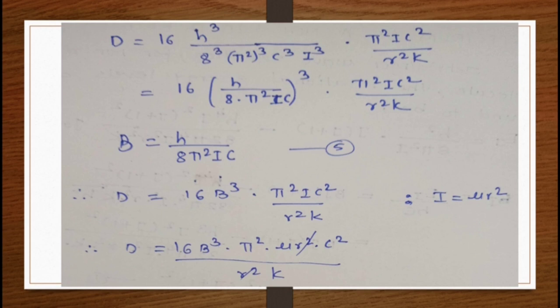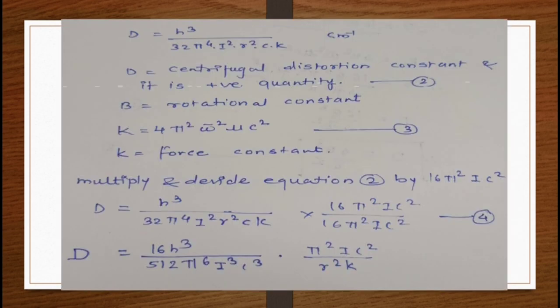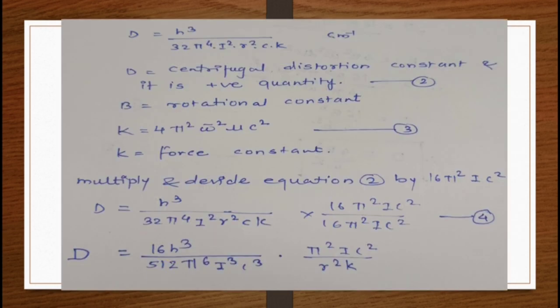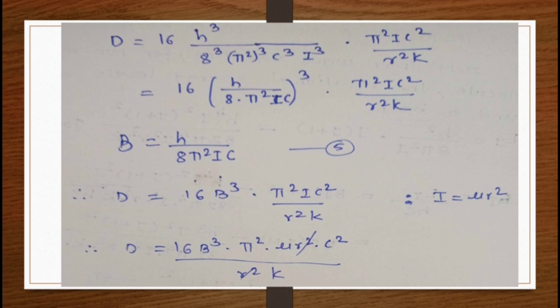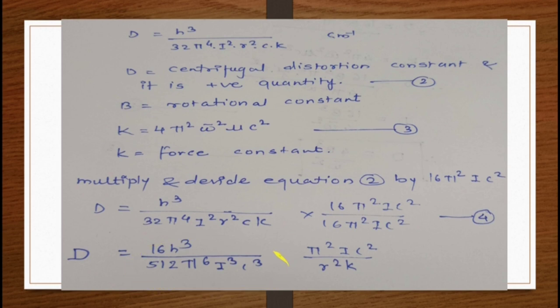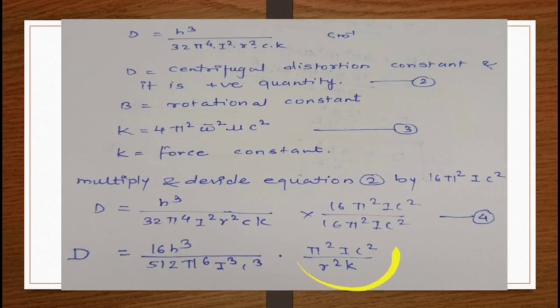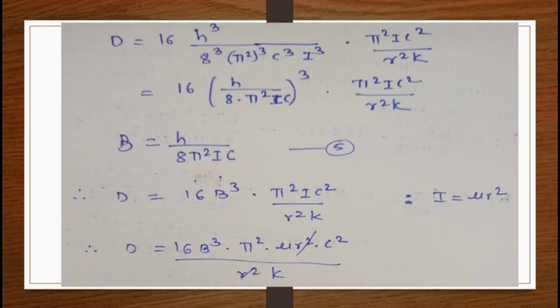So d is equal to, now I am writing this equation in a simplified manner so that further simplification is easy. So d is equal to 16 into h cube divided by 8 cube. So we know 8 cube is 512, so I have written that value. 8 cube into pi square raised to 3 into c cube into I cube. So just here 16 h cube divided by 8 cube into pi square raised to 3 into I cube into c cube. I have written all the values here, into the remaining terms as they are, pi square I c square divided by r square k.